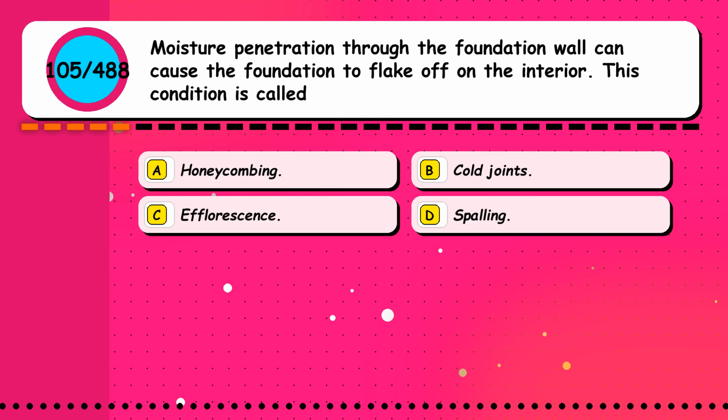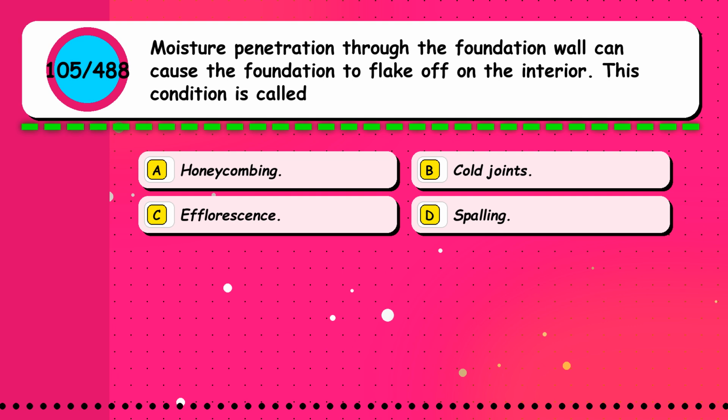Question 105. Moisture penetration through the foundation wall can cause the foundation to flake off on the interior. This condition is called: Option A. Honeycombing. Option B. Cold joints. Option C. Efflorescence. Option D. Spalling.